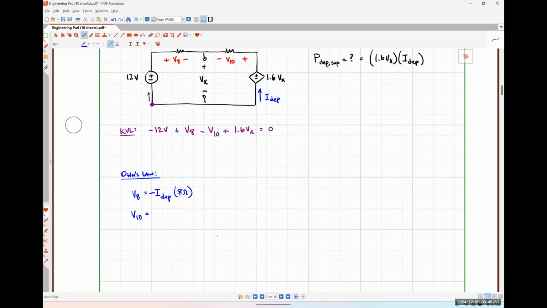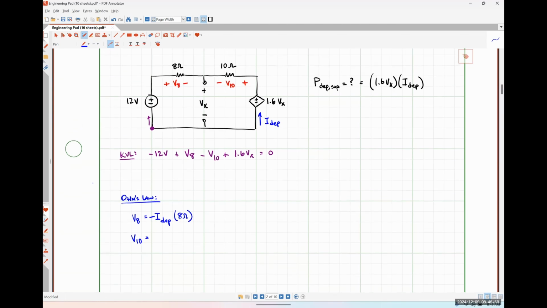So I want you guys to tell me what our expression for V10 should be. I dependent times 10 ohms. Any need for a negative sign? No, because the current's flowing into the positive polarity terminal.